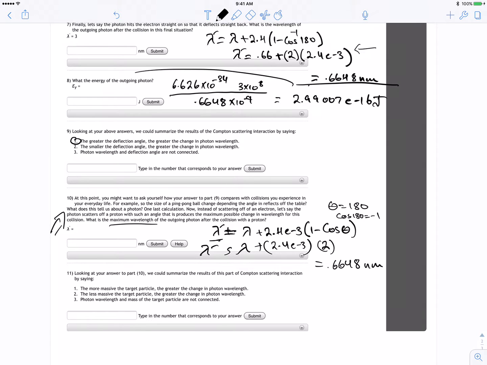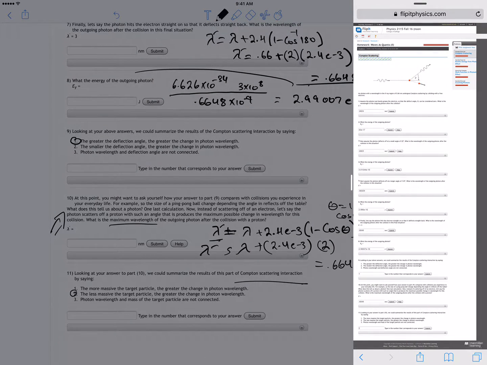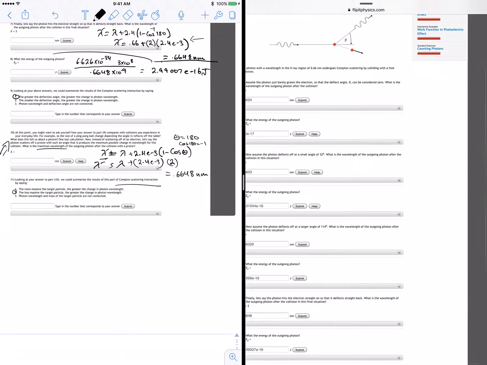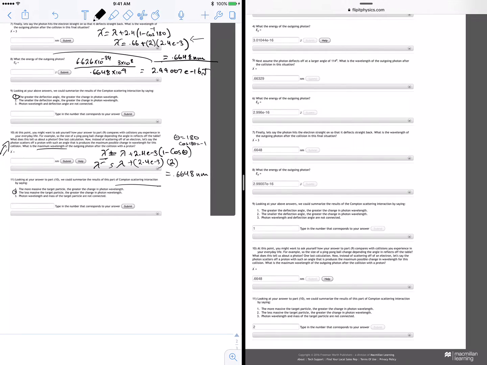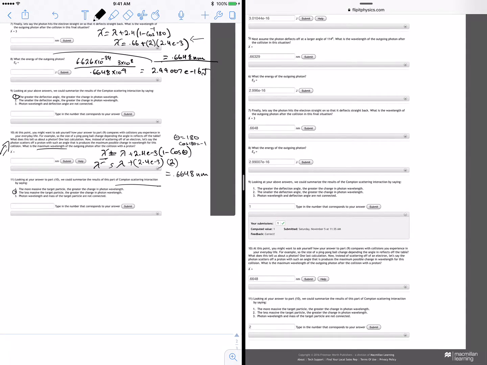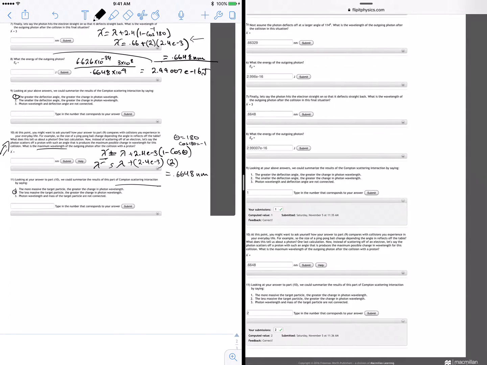Number 11, results: the less massive the target particle, the greater the change in the photon's wavelength. Let me make sure that was it. Yep, this one.